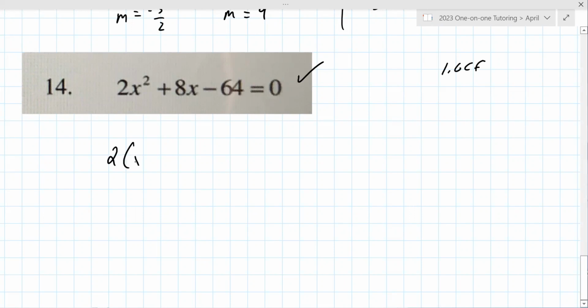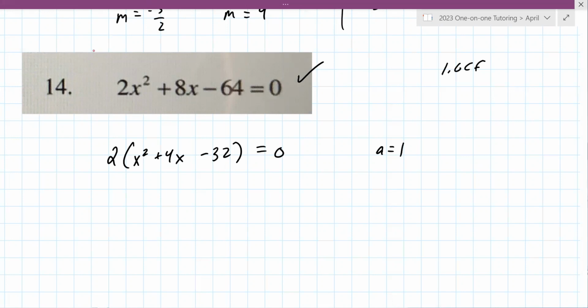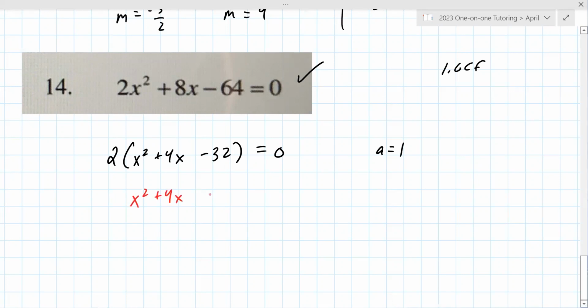So 2 times x squared plus 4x minus 32 equals 0. And now this is an a equals 1. Because of the part inside the parentheses, you almost visually reset and say, all right, it's x squared plus 4x minus 32 equals 0. I don't even care about that 2. So can you find two numbers now that multiply to minus 32 but add to positive 4? Sure.